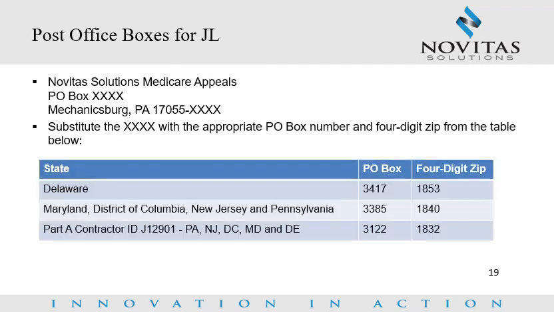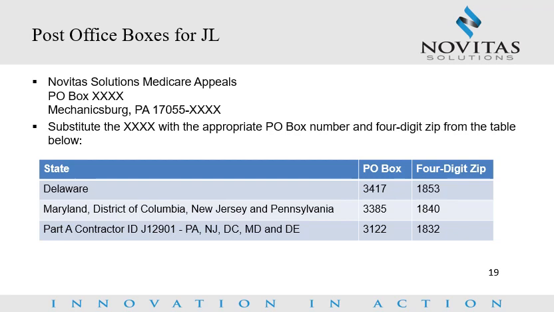Post office boxes for JL. If you are rendering services in jurisdiction L and decide to mail your supporting documentation through general mail with the United States Postal Service, or the records exceed the allowable amount of 200 pages that can be faxed, you can use the following addresses to send to our post office box. Please keep in mind, you will substitute the X with the appropriate PO box and extended 4-digit zip codes listed.